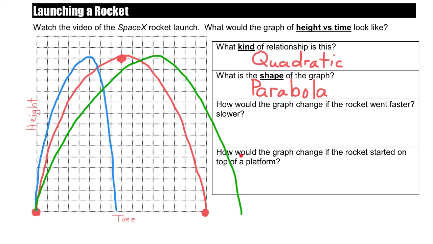Now, how would the graph change if the rocket started on top of a platform? Well, it would start higher, and then it would launch, and then reach back on the ground. Or it might even stop on the platform again if we're doing this reusable rocket, but the starting height would change.